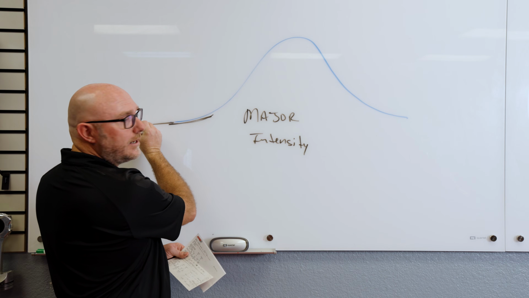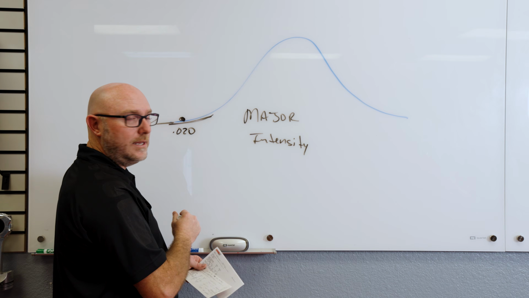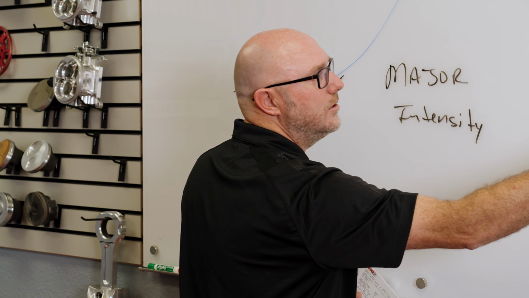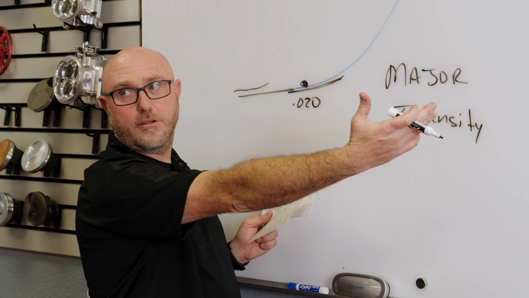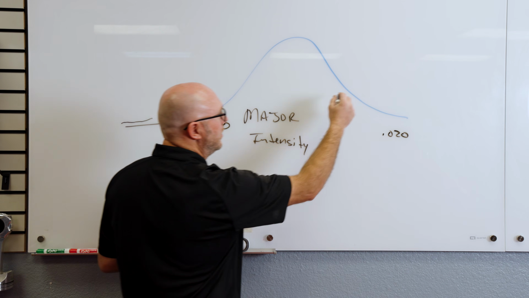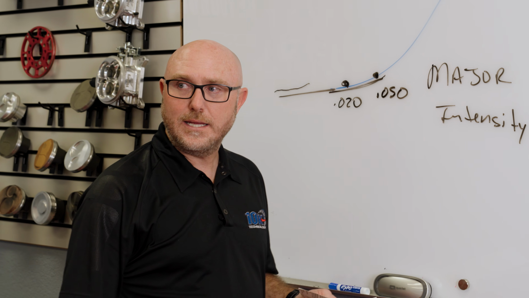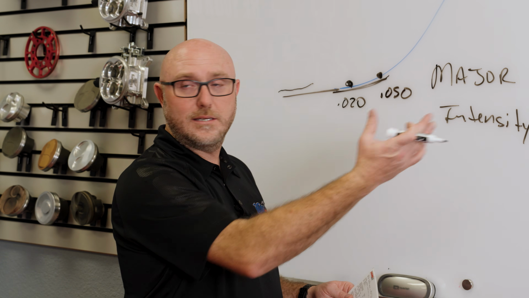So the advertised numbers are typically bigger than the duration at 50 numbers you're going to get, and you can see why. If I start counting here at 0.020 and go all the way back to 0.020, it's going to have a farther distance than if I wait until I'm up here at 0.050 and come back down on this side to 0.050. So the major intensity is the number of crank degrees between the difference in those two.